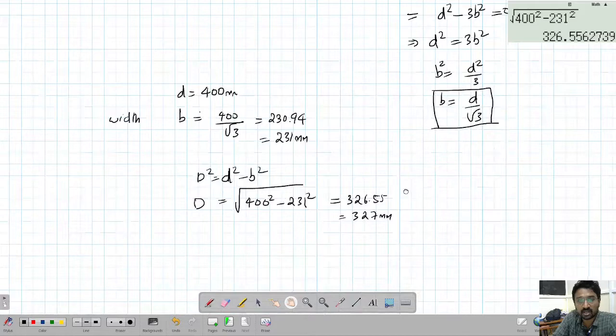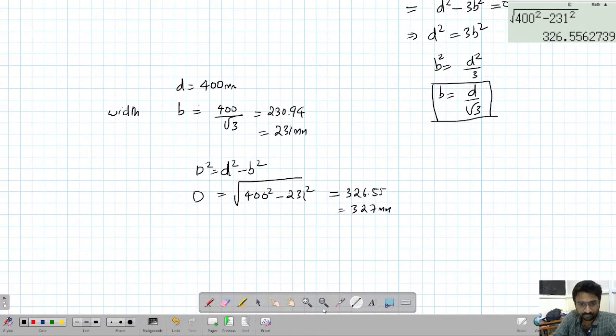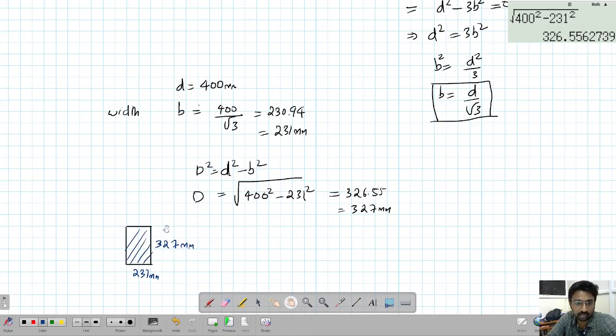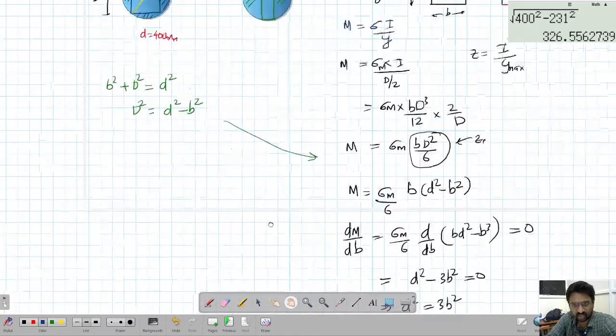So the dimension of the beam with the maximum moment capacity, not largest, is nothing but depth is 327 mm. Width is 231. So this is the beam which you can cut out of the given log. So I hope this is clear.